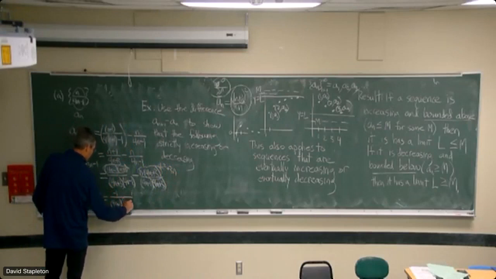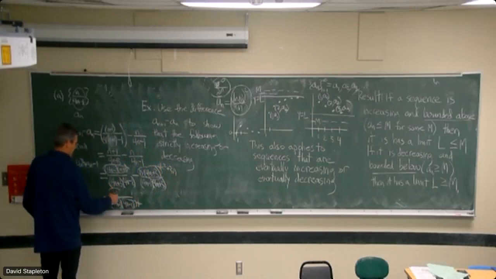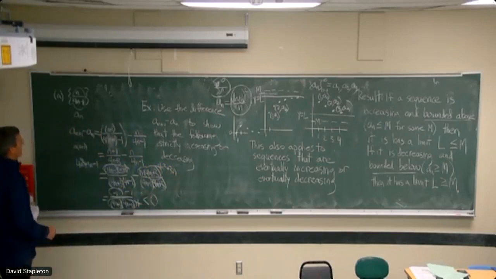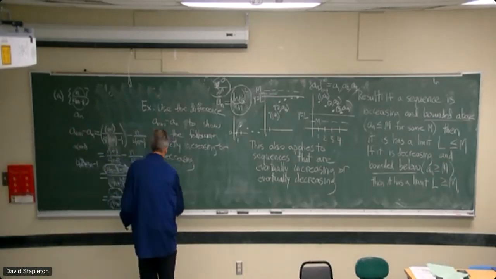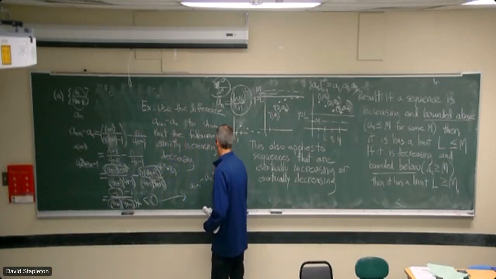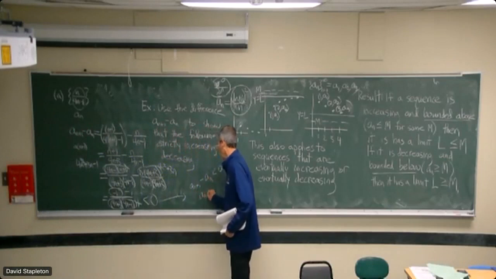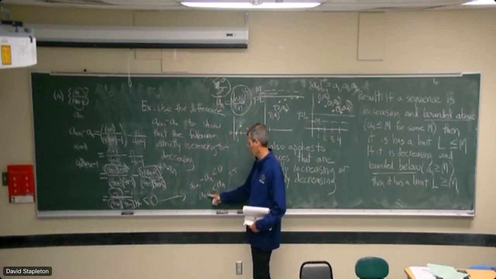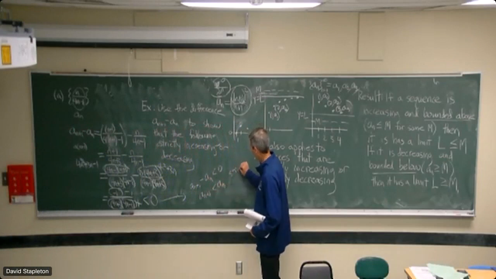Well, for n greater than or equal to 1, the bottom is positive, and the top is negative, so this is less than 0. So a_{n+1} minus a_n is negative. Since a_{n+1} minus a_n is less than 0, a_{n+1} is less than a_n; I just add a_n to each side. But that's the definition of strictly decreasing: each term is less than its predecessor. So this one you conclude is strictly decreasing by algebra.